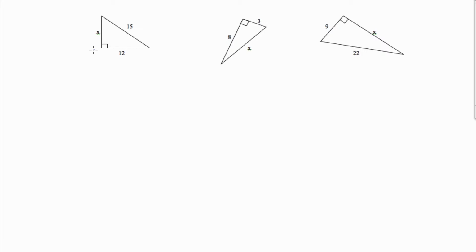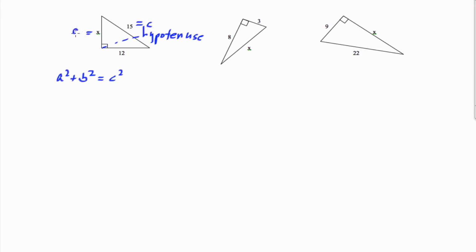So this first example here has a triangle with an unknown side x, a leg of 12, and a hypotenuse of 15. Let's solve this one. The first thing you want to do is identify the hypotenuse, which is the side that's 15. In the Pythagorean theorem, a squared plus b squared equals c squared, and the hypotenuse is c. So I'm going to have 15 as c.